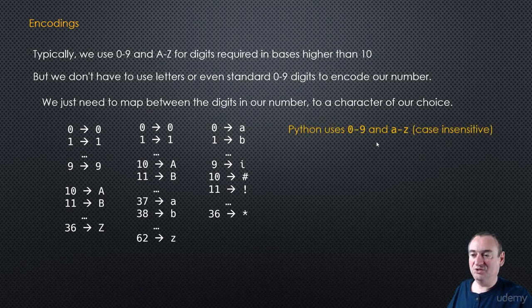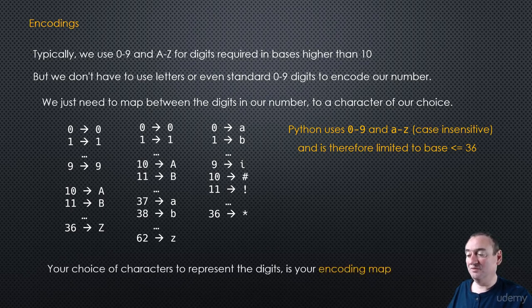So Python uses 0 through 9 and A through Z, case insensitive, and that's why it's limited to a base of less than or equal to 36. That's all it has for the encoding, right? So your choice of characters to represent the digits is your encoding map. It's basically just a sequence of maps.